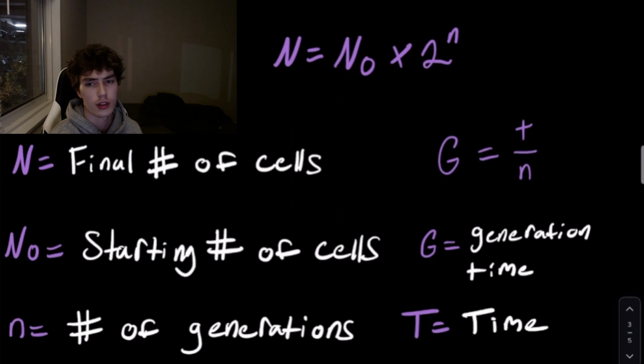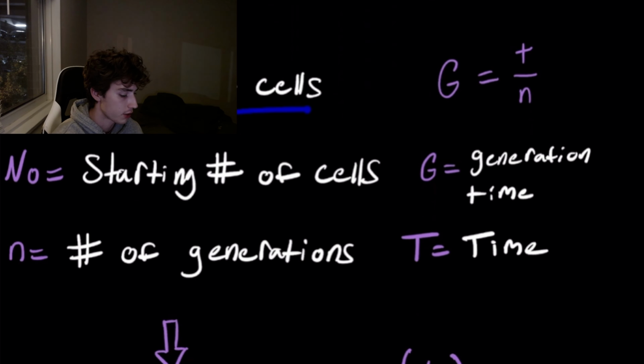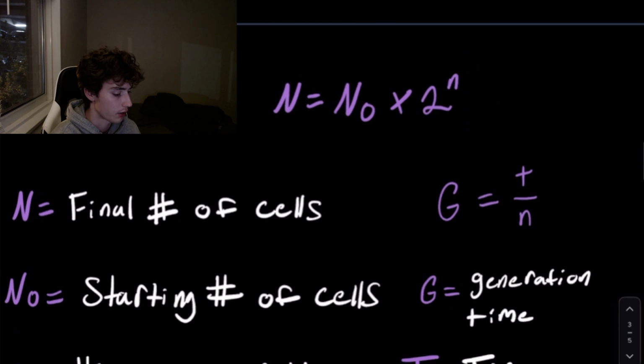To calculate this, there is a formula. N stands for the final number of cells. N with a subscript, or whatever number you want to put there, is the starting number of cells. Lowercase n is the number of generations. G stands for generation time, and T stands for time. This is what the formula looks like right here.